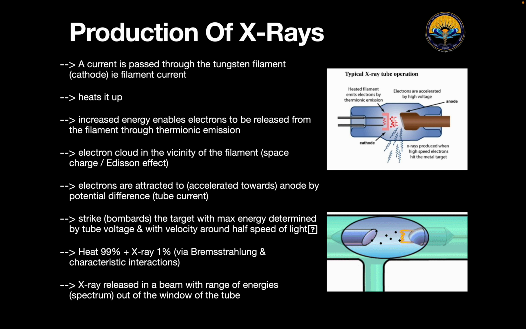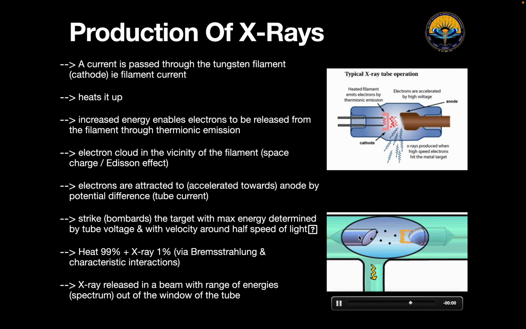So these are the four components of the X-ray tube. So how are X-rays produced? We provide a filament current which will heat the filament to 2200 Celsius. This filament will start releasing electrons by the process of thermionic emission, and this electron cloud which appears surrounding the filament is called space charge or the Edison effect. Then we apply a tube current which will accelerate the electrons from the cathode towards the anode, and cause a bombardment of the electrons on the anode. These electrons will have a velocity of approximately half the speed of light.